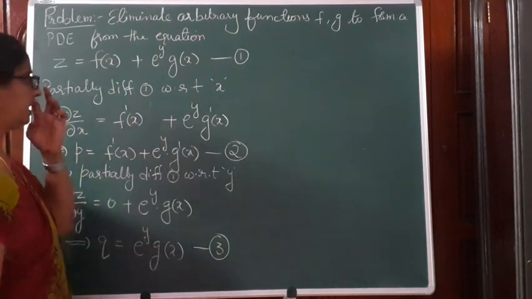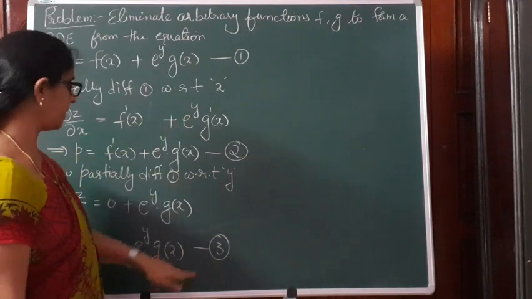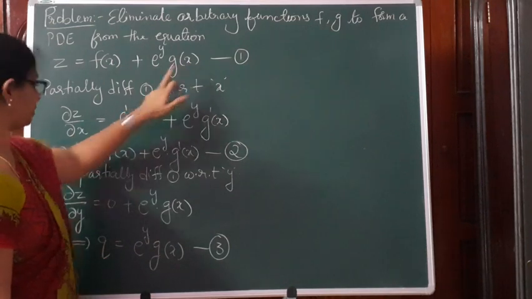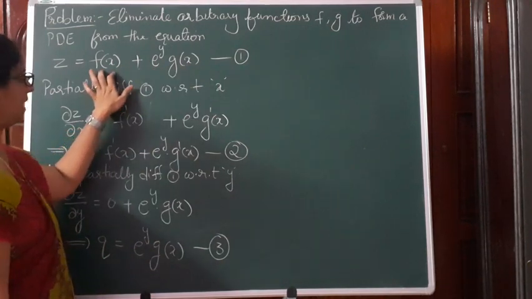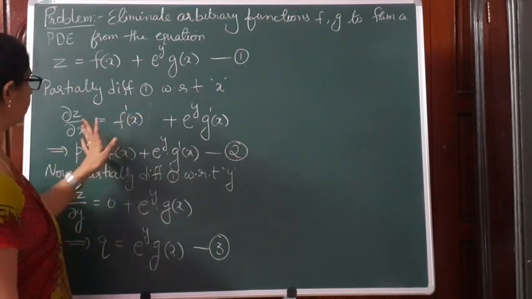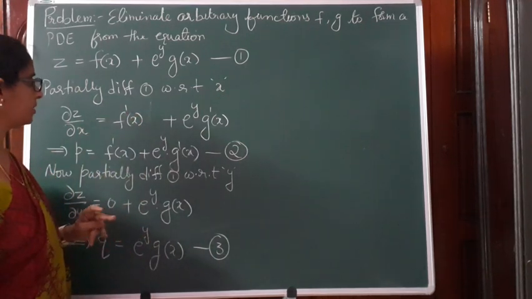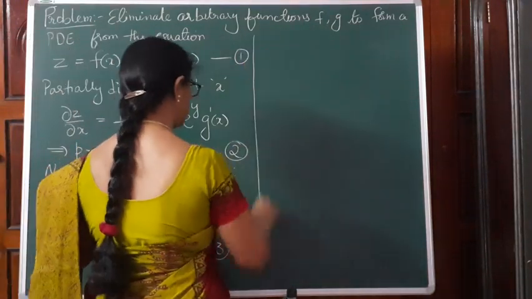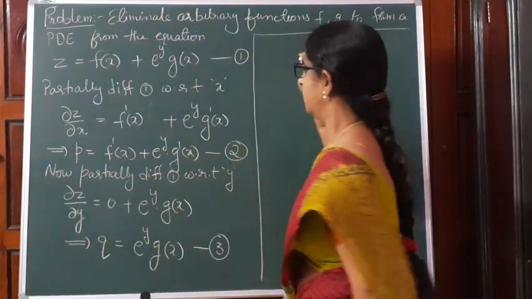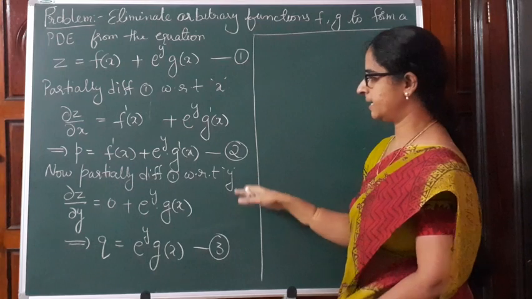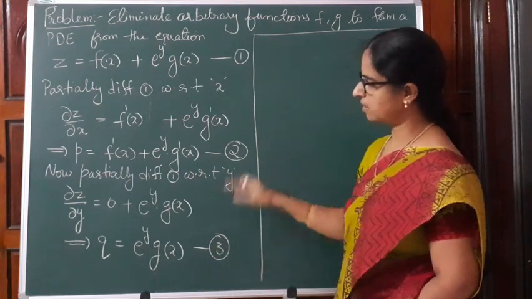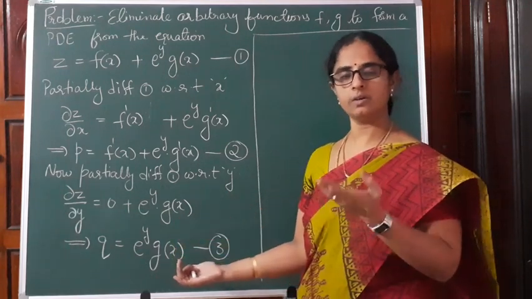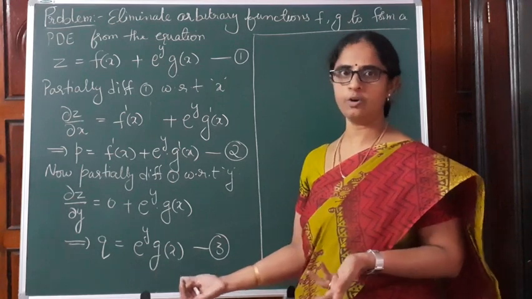Now, let us check if we can eliminate both f and g from 1, 2 and 3. So, in place of e power y into g of x, we can write q. But we still have f of x here and we could not find the f of x value from this. So first order partial derivatives are not enough to eliminate f and g. So now let us try with second order partial derivatives. That means we can differentiate 2 with respect to x again, or 3 with respect to y, or 2 with respect to y also. That is dou square z by dou x square, or dou square z by dou y square, or dou square z by dou x dou y, or dou square z by dou y dou x.